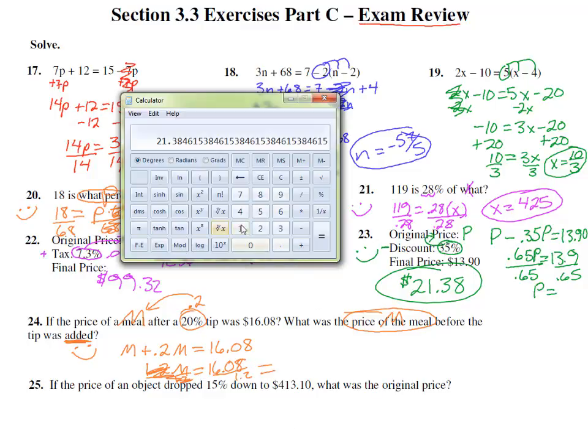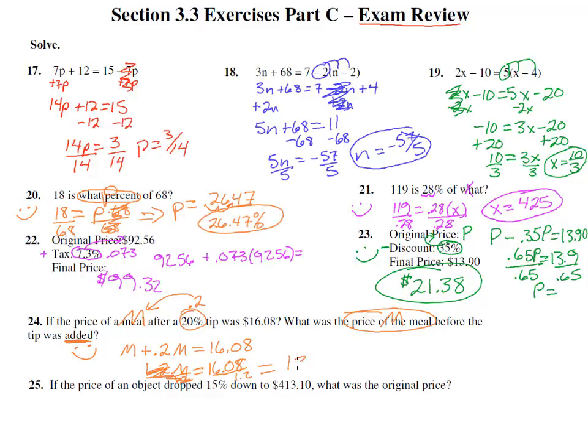On the right-hand side, we'll get our calculator out. 16.08 divided by 1.2 equals 13.4. So what this means is that $13.40 was the original price of the meal. Then 20% of that, I'm not sure what that is, but that was added on to get us up to 16.08. Okay, let's try the last one.